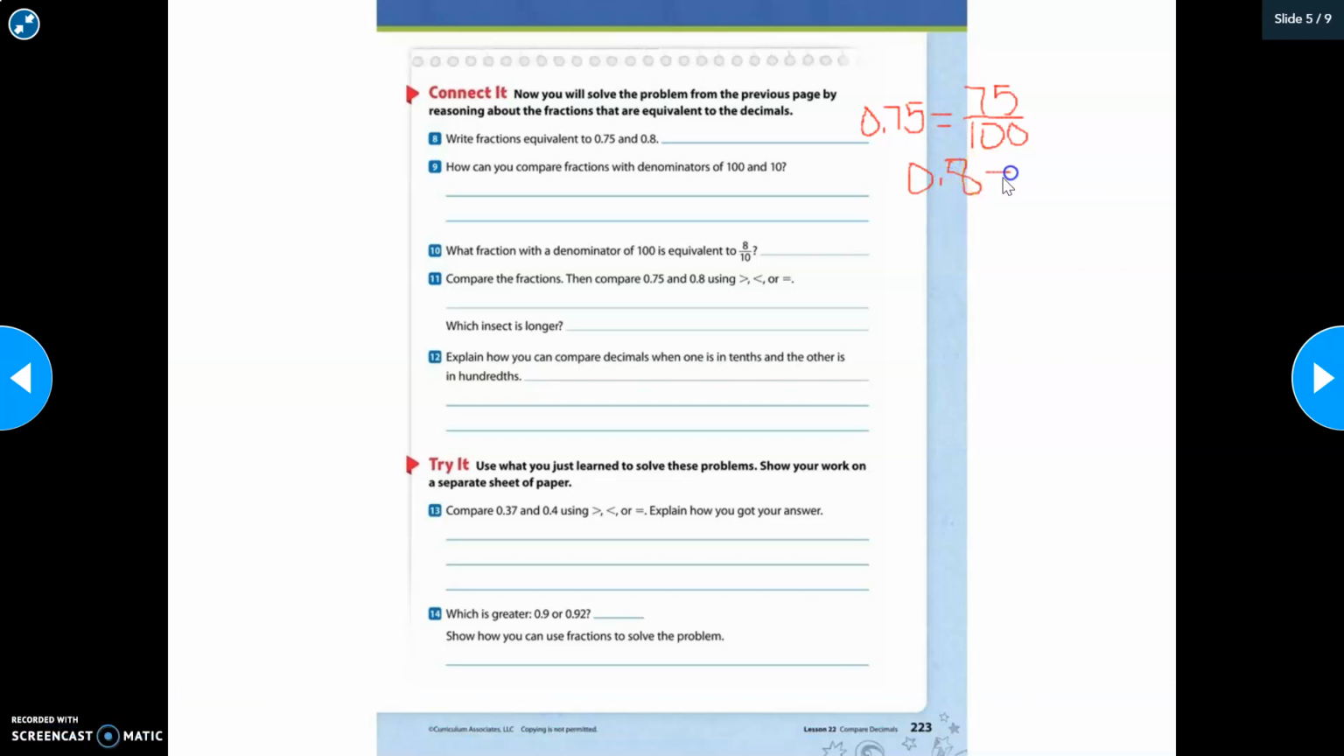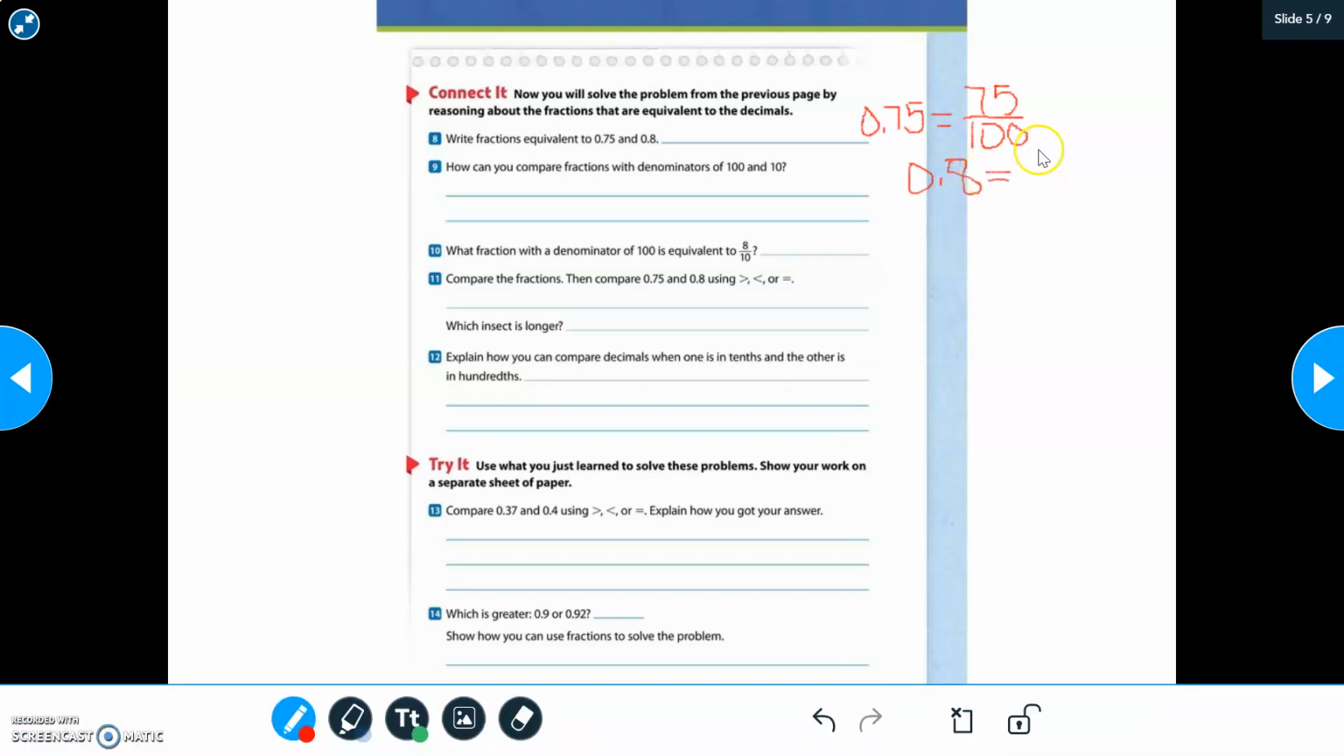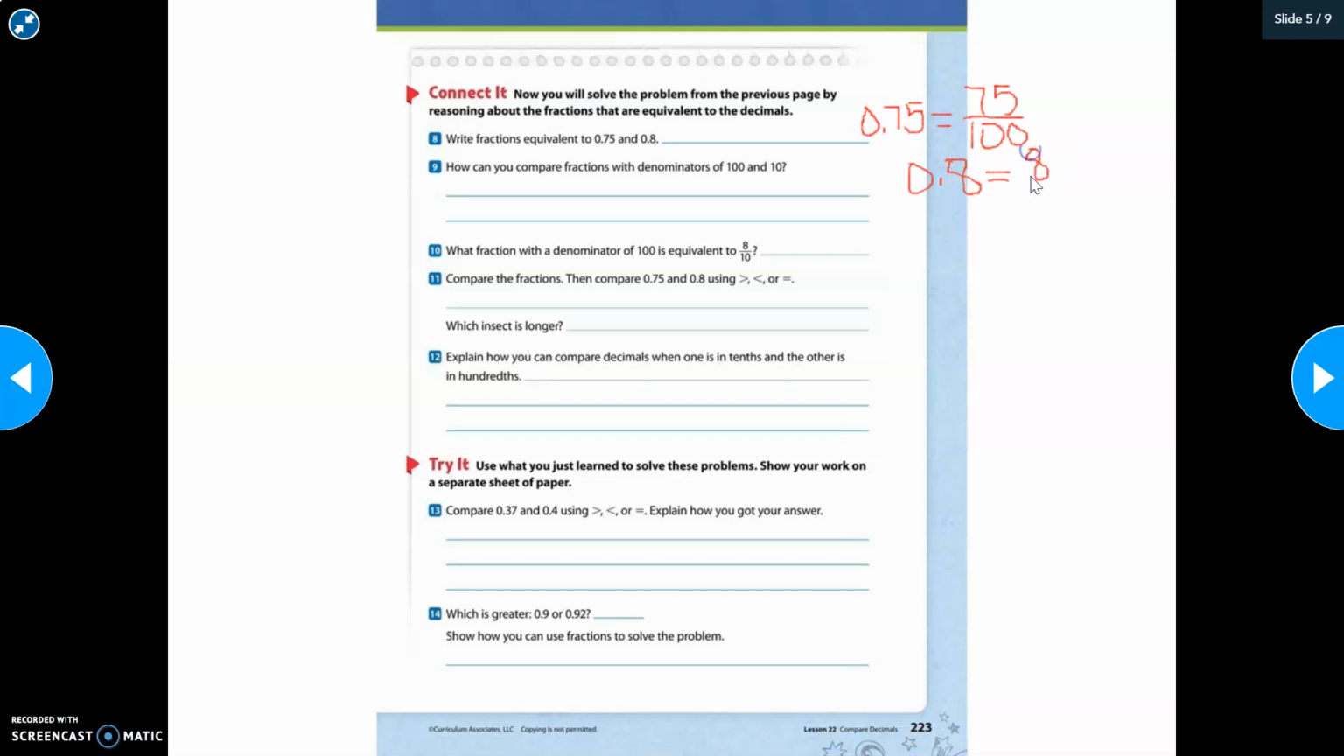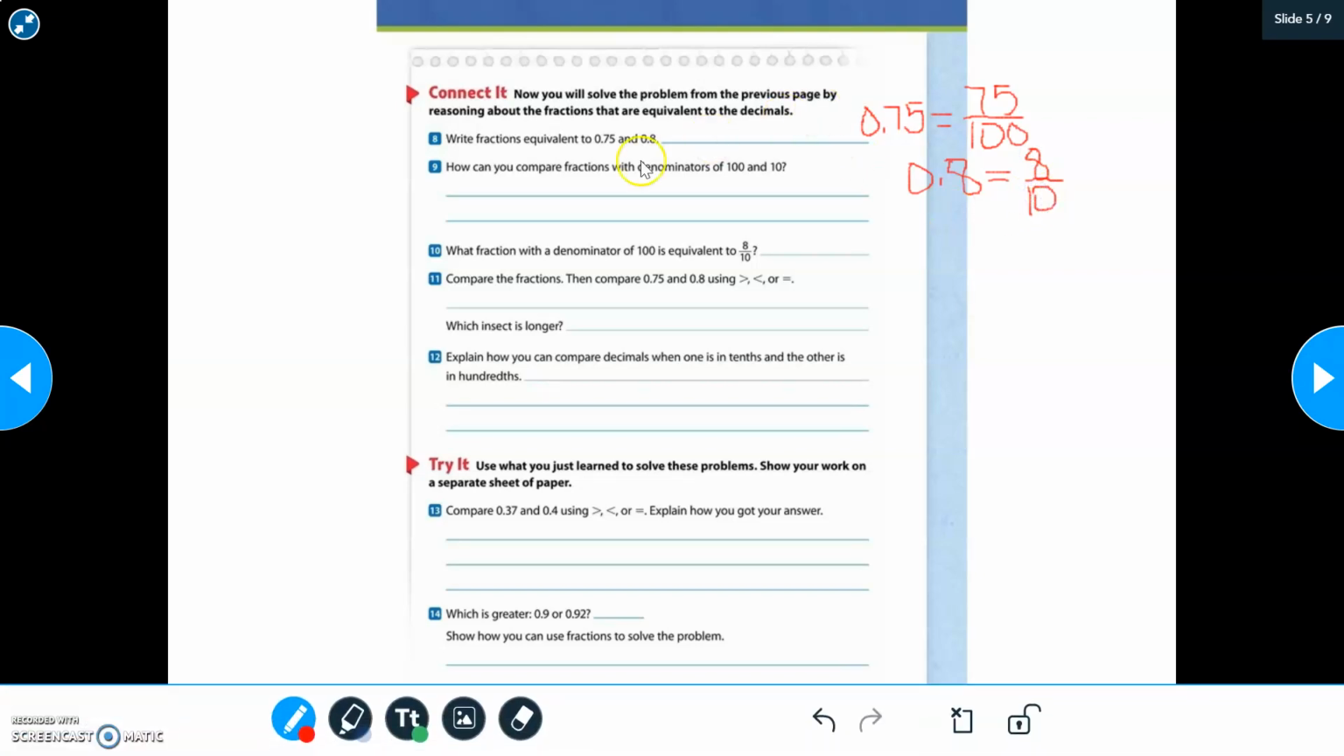And let's write the fraction that is equivalent to. We're going to write an 8 for the numerator and the 10 for the denominator. It says, how can you compare fractions with denominators of 10 and 100? Well, the way that we can do this is we will want to make this fraction, the one that has a 10 for the denominator, equivalent to a fraction with a denominator of 100.